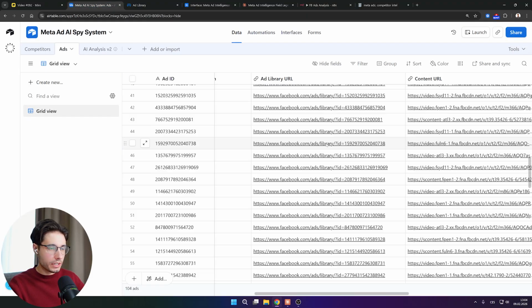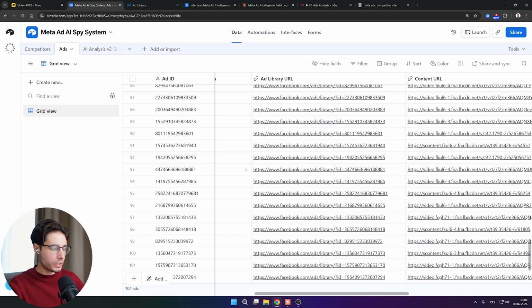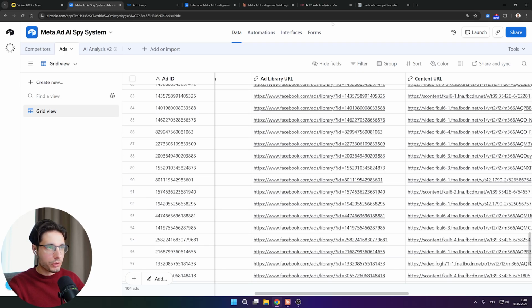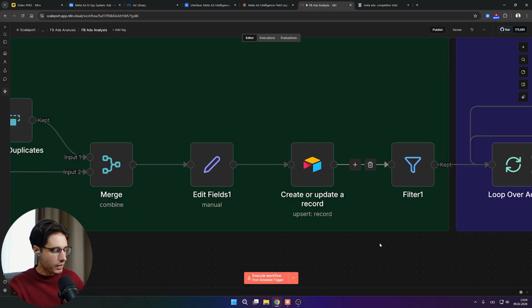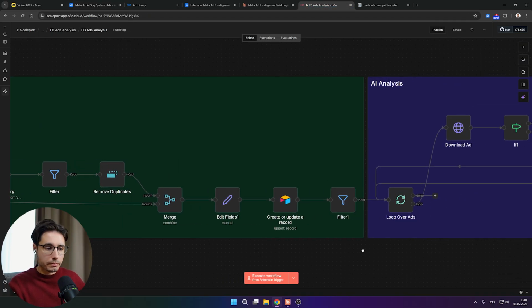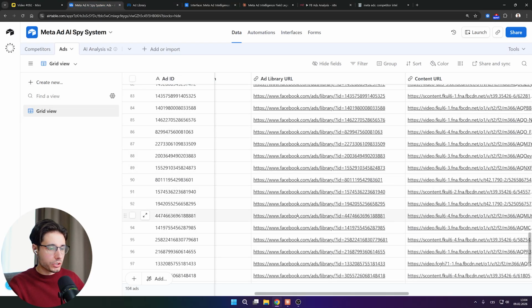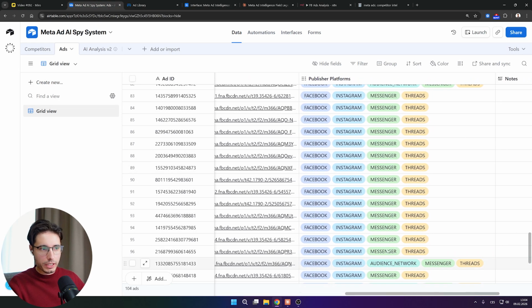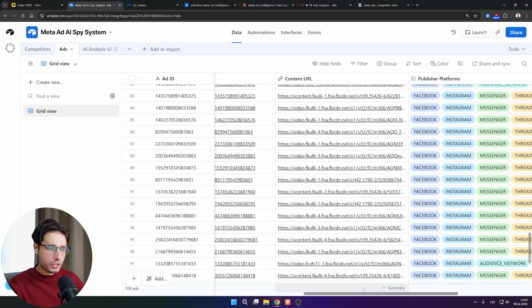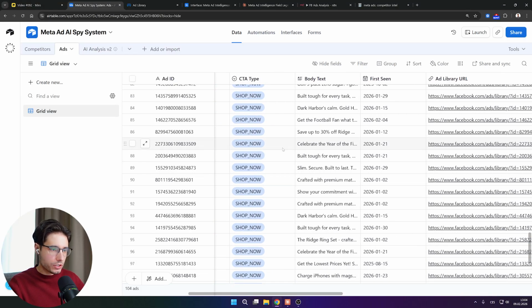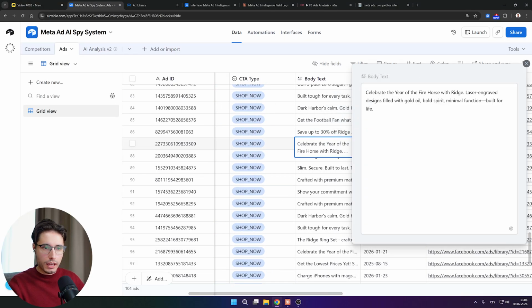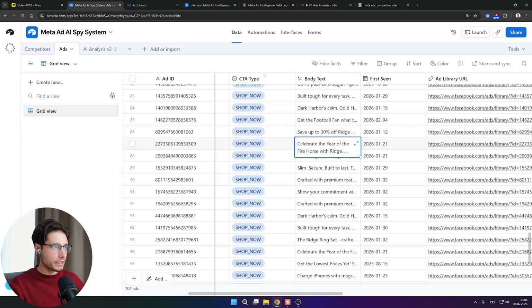So what I showed you right here, this is the database of all of the ads we are scraping for each of these competitors. Now, once we have the database, we need to make sure that everything is right here: the platforms that it's advertising on, the actual asset, the body text, so as you can see, this is the actual copy of the ad, right? That's important for the AI analysis.